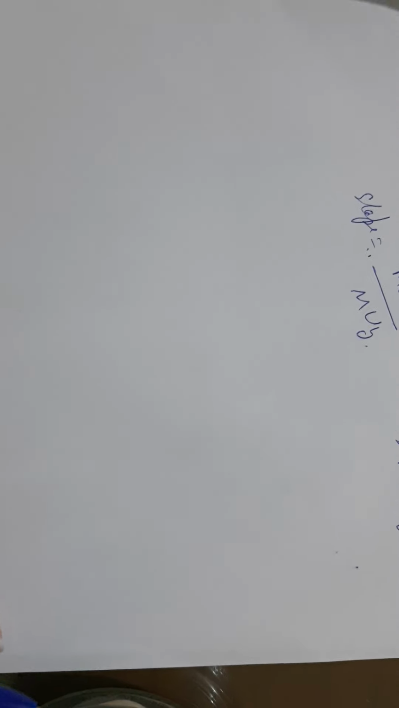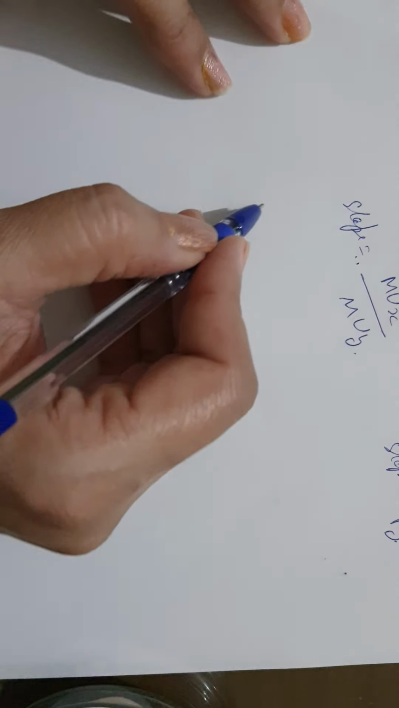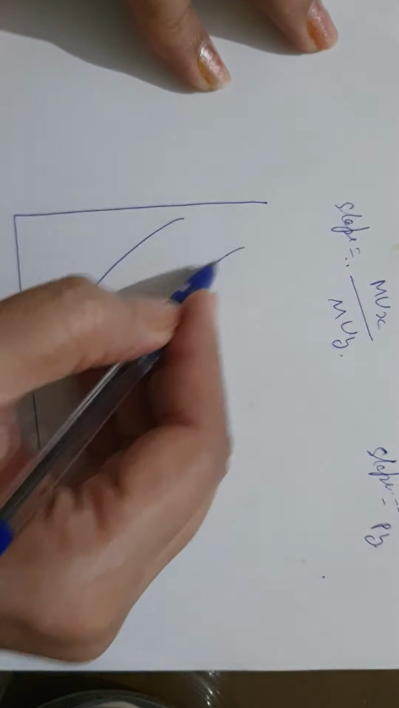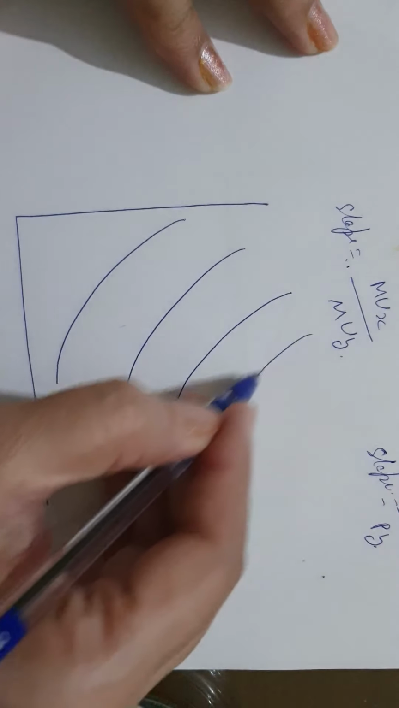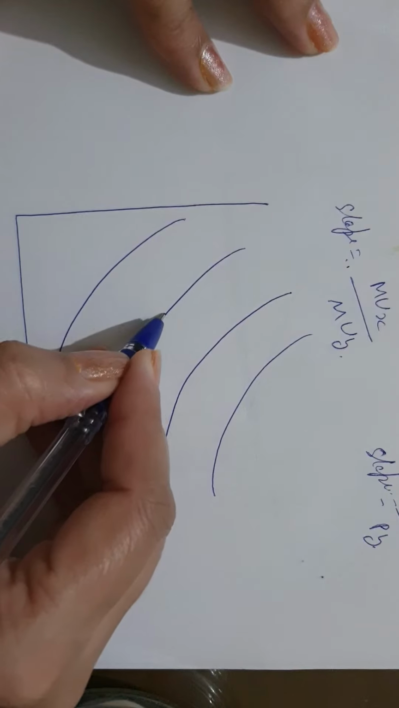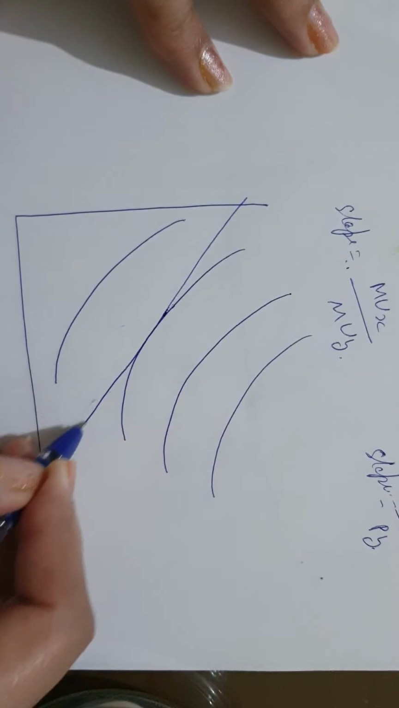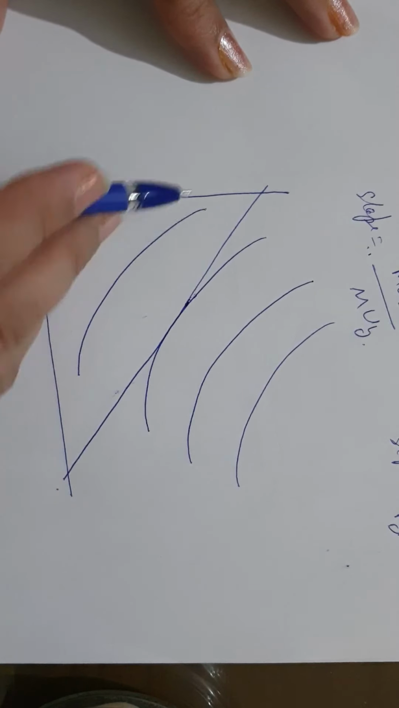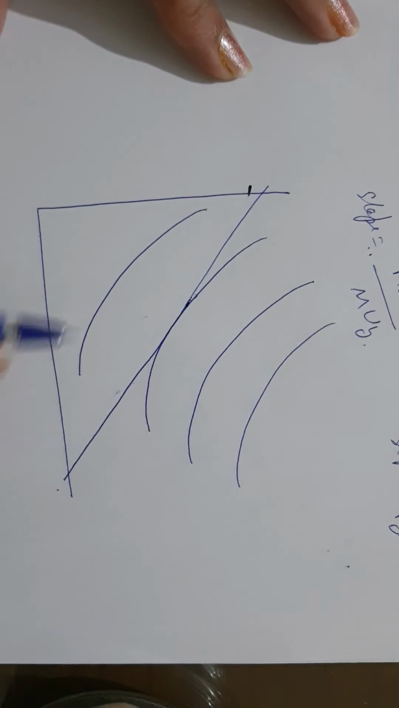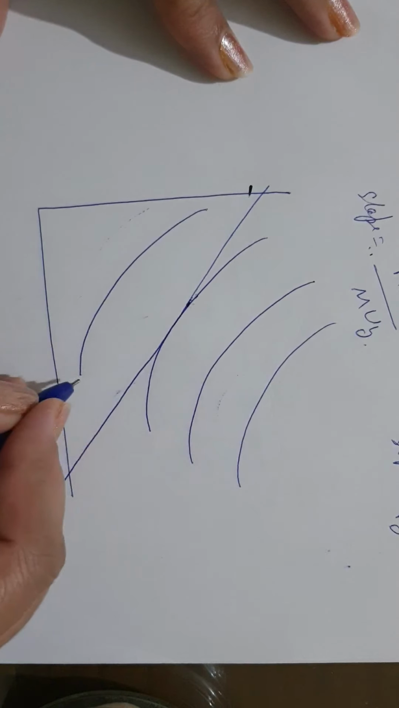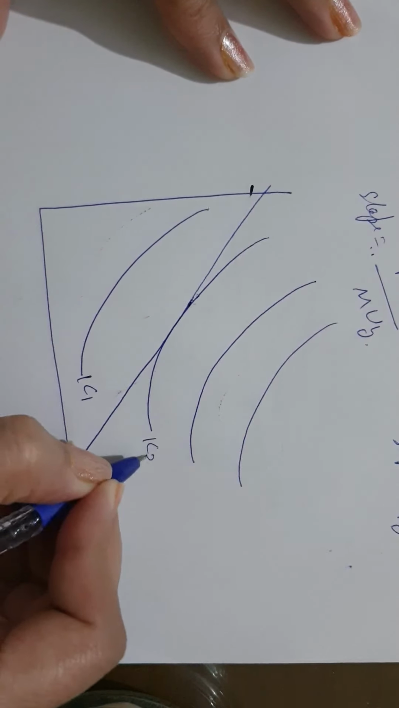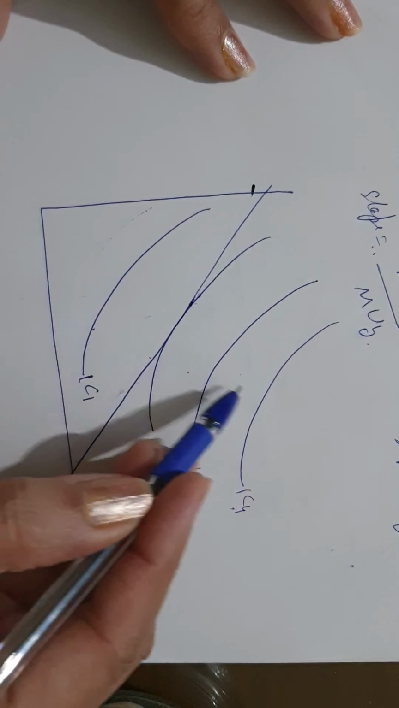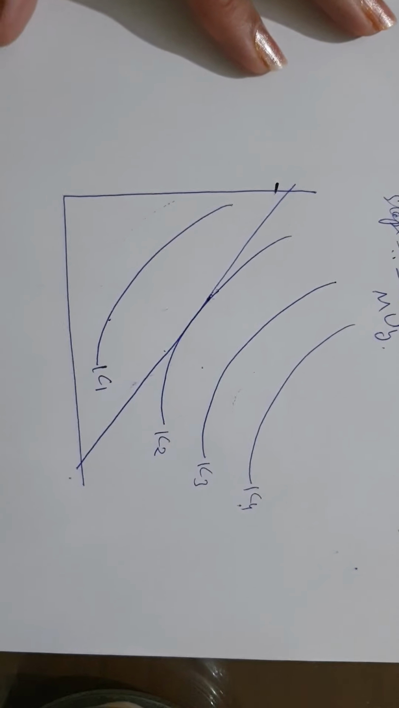To find out the solution, we will draw indifference curve map and budget line both in the same diagram. This straight line is our budget line, and these are indifference curves. This is IC1, IC2, IC3 and IC4. These are different indifference curves.